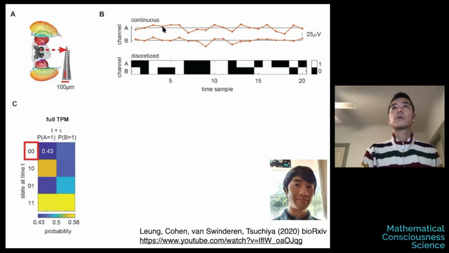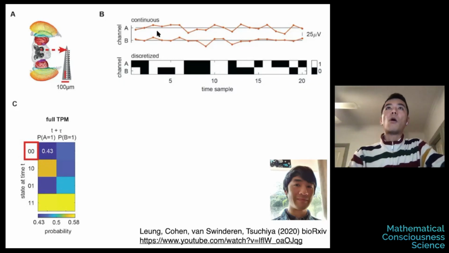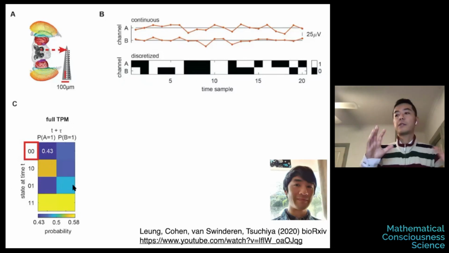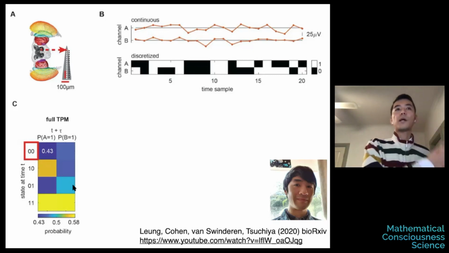And then across time samples, neural activity goes up and down, up and down. And so it's the case for channels A and B. Then we use the median voltage and regard above median as an on state and below as an off state, just to simply discretize, which is required for the current IIT formulation, specifically the IIT 3.0 formulation. And then this discretized time series of channels A and B gives us this transition probability matrix to characterize how the system transitions from one state to the other.